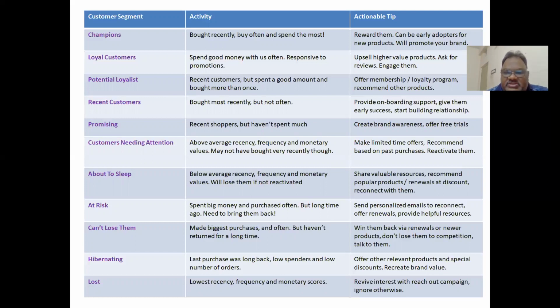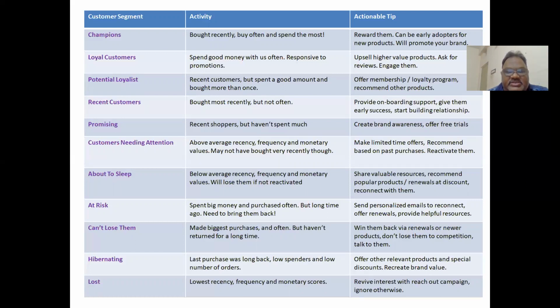For this type of customer, what will you do? Make limited-time offers, recommend the best, encourage fast purchase. About to sleep: that is again 222 or 111. They are below average recency, frequency and monetary value. You can lose them if not reactivated. And for such customers, what will you do? Share valuable resources, and recommend popular products.